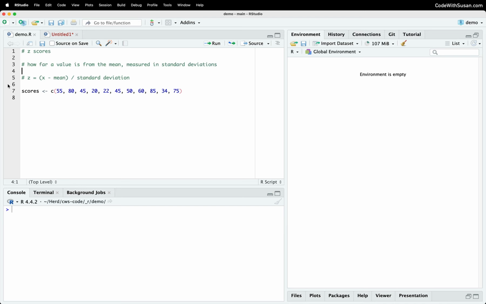To calculate a z-score, the formula is straightforward. You're going to take the value you're looking at and subtract the overall mean for the distribution, and then divide that by the standard deviation.